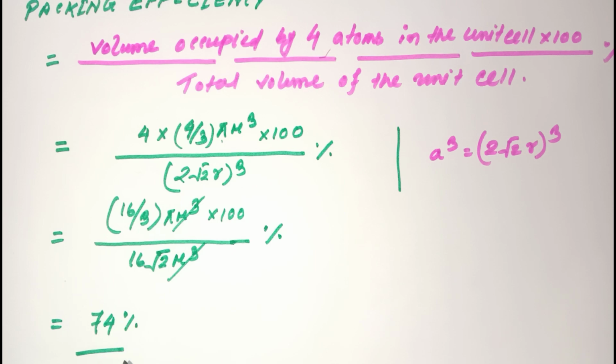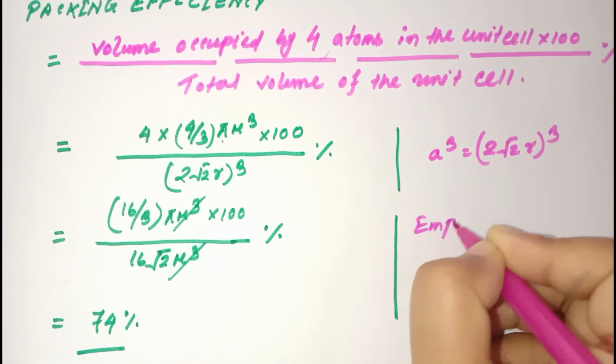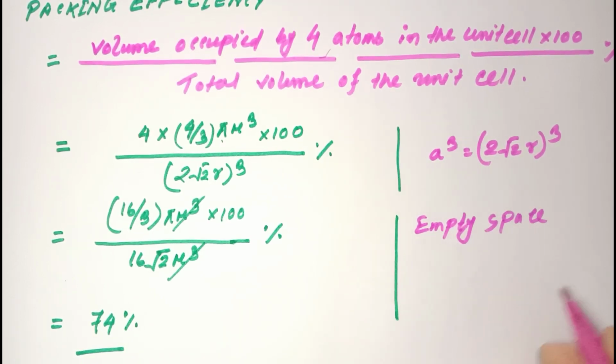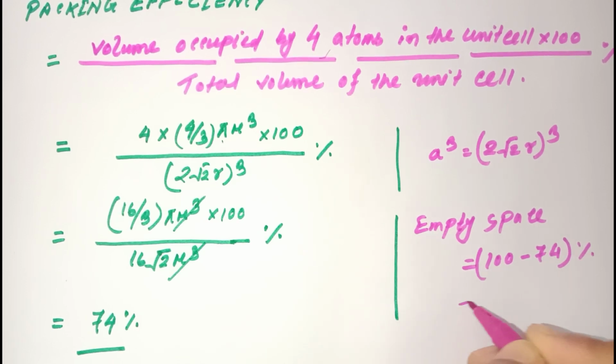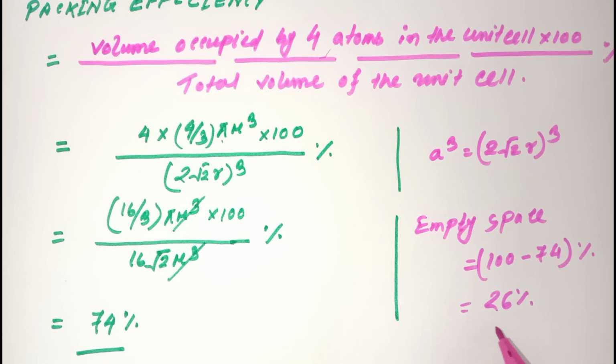Therefore, the space occupied by the atoms or the spheres found in a face-centered cubic unit cell will be 74%. The empty space will be 100 minus 74%, that is equal to 26%. So, in case of a face-centered cubic unit cell, the value of packing efficiency will be maximum, and least in case of simple cubic or primitive cubic unit cell.